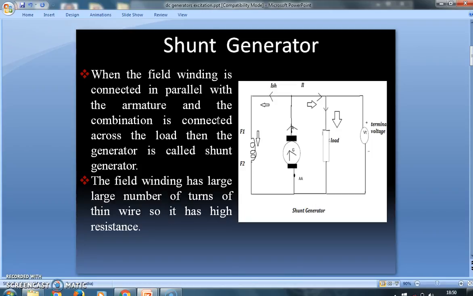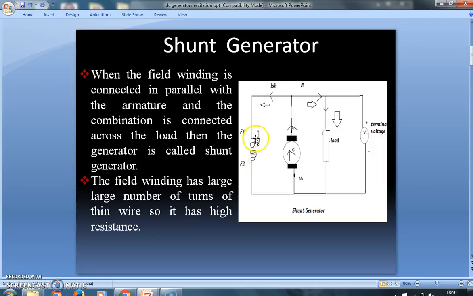If you consider the shunt generator, from the diagram you can observe that when the field winding is in parallel with the armature circuit and the combination is connected across the load, then the generator is called a shunt generator. Here, the current passing through the field winding is indicated with ISH, the current passing through the load is IL, the current passing through the armature is IA, and the voltage across the load is Vt, the terminal voltage.